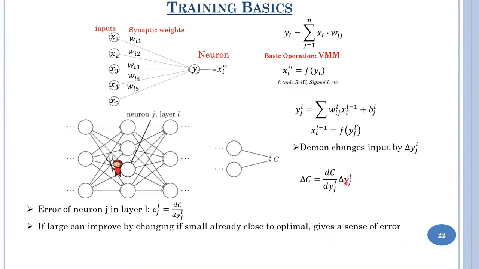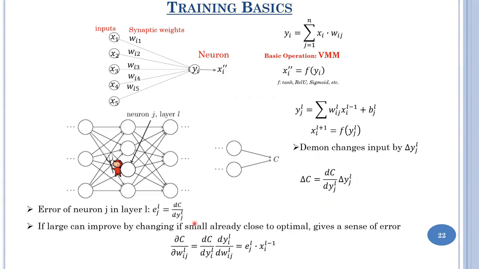However, if this gradient value is very small, even if you change this input by a very large amount, the overall change in the cost could be small, which would simply tell you that the cost was already optimal. No matter how hard you try to change these inputs, your cost won't change much. So it's already close to its optimal value and the error is less. That is why, heuristically, this gradient gives you a sense of error.